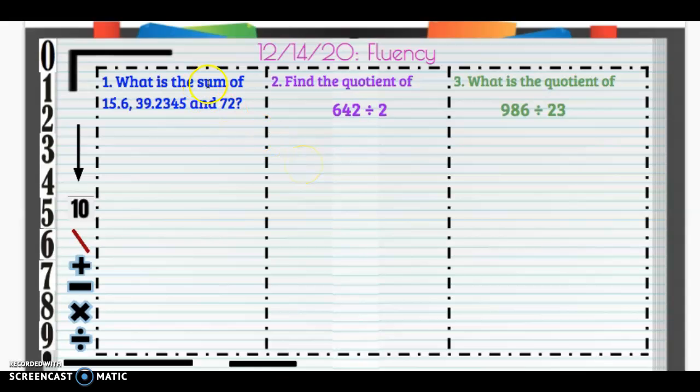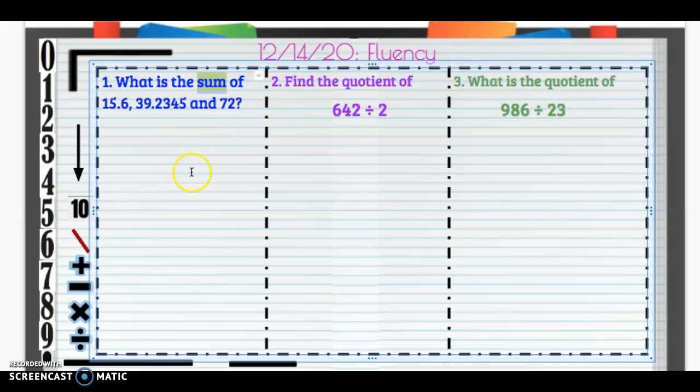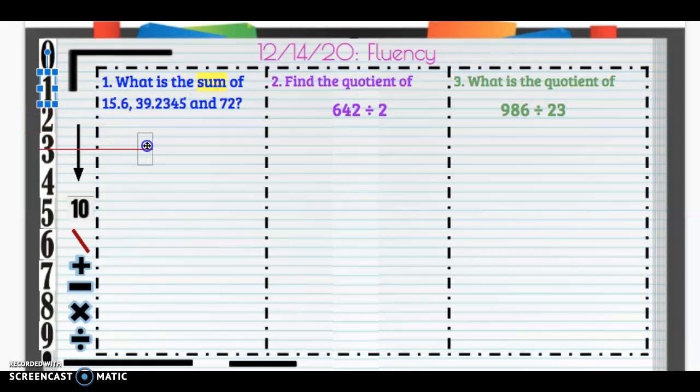Okay, so for fluency, we need to find the sum of 15.6, 39.235, and 72. So we know that the word sum means to add. So when we add, we have to make sure we are lining up our digits and our decimal points based off of what we are given.